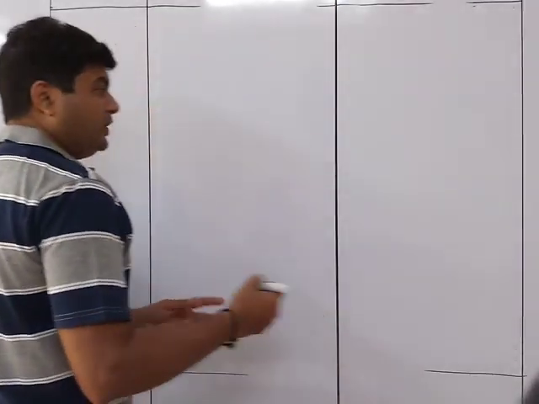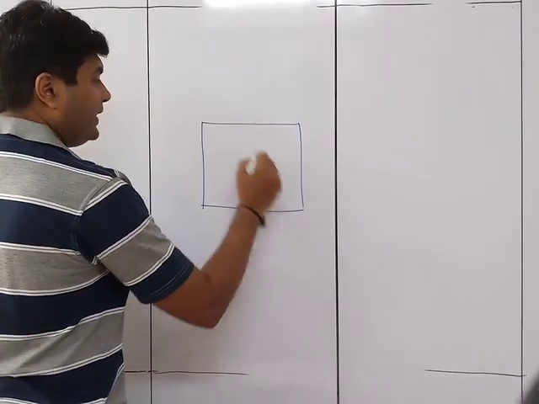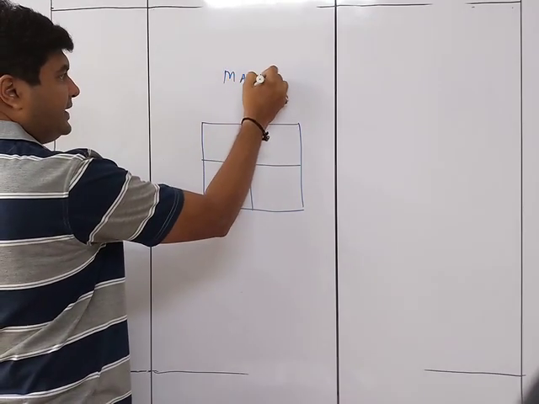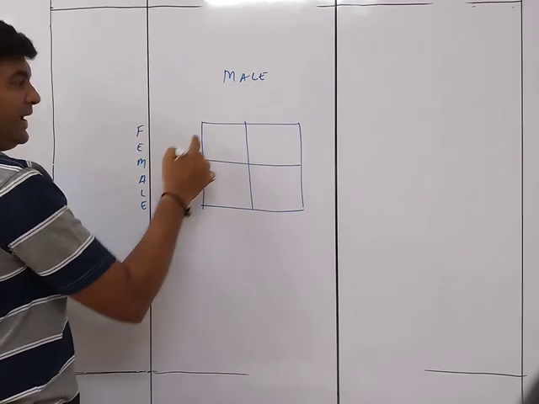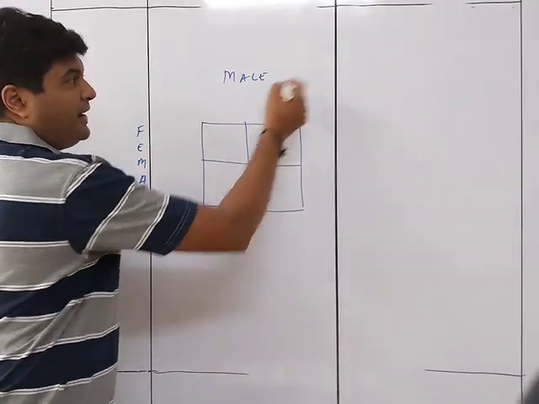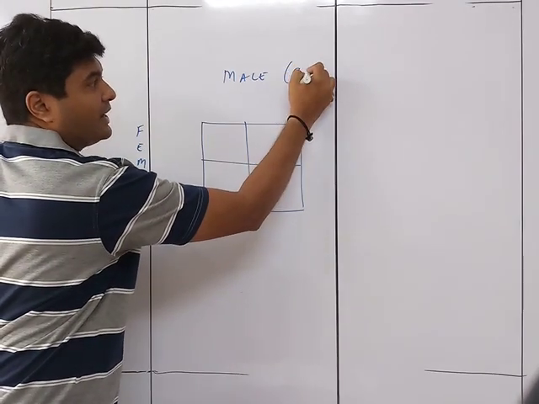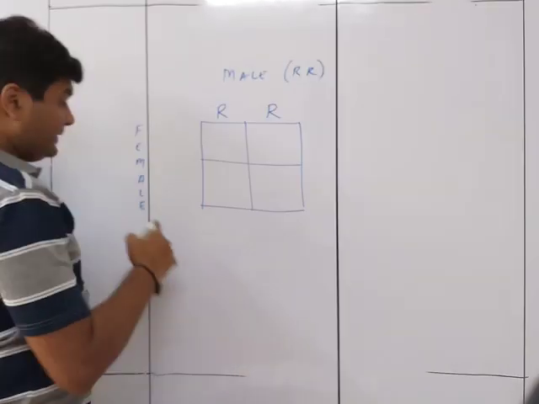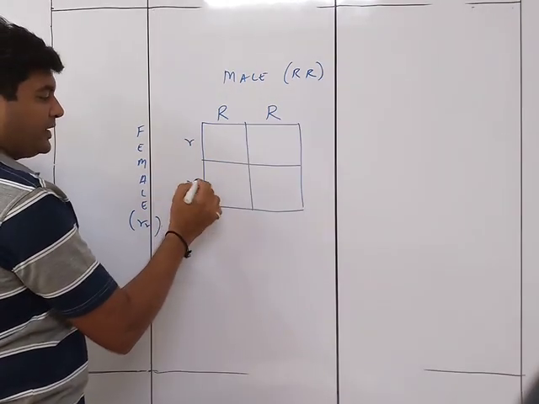What I mean to say is, you are going to have a square like this. Let's consider that this side is the male side and this is the female side. Suppose the male is a tongue roller and homozygous, so he is RR. He will have one R over here and another R over here. And suppose the female is a non-tongue roller, that is small r, so she will have one r over here and one r over here.